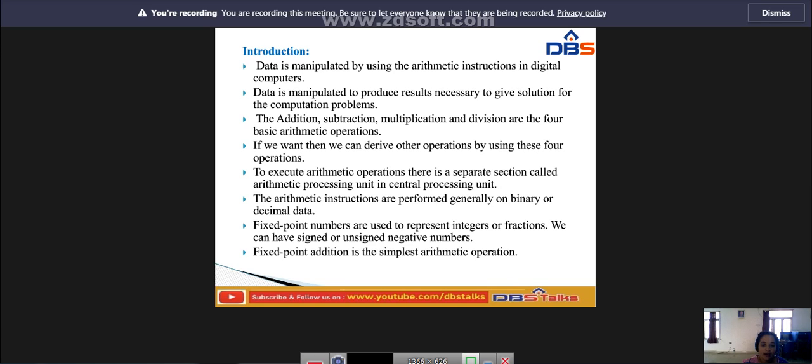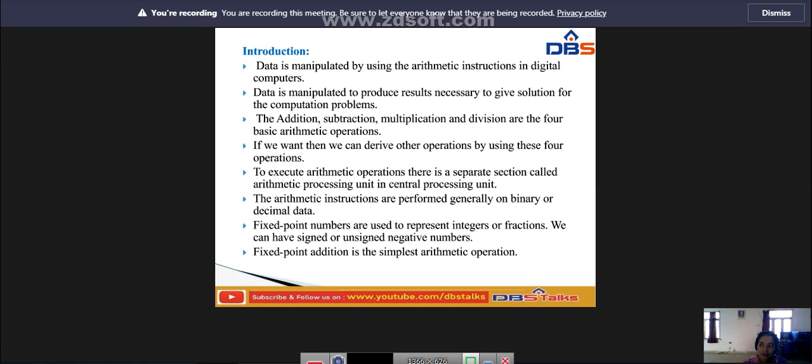Addition, subtraction, multiplication, division are the four basic arithmetic operations which are performed in digital computers. If we want, we can derive other operations by using these four operations. So the digital computer can perform other operations also.